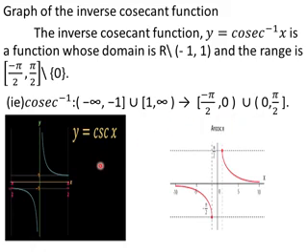So here we have the graph of y equal to cosecant inverse x. Already we saw the graph of cosecant x.